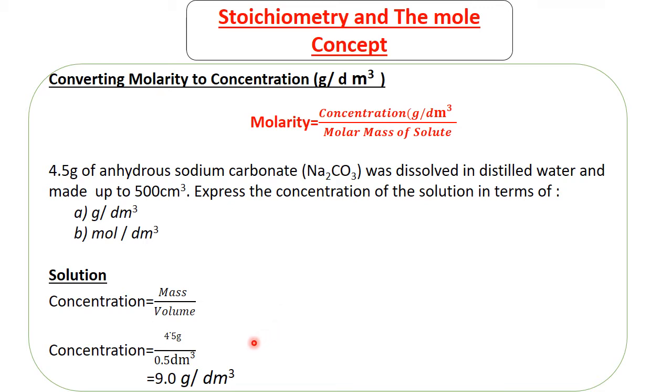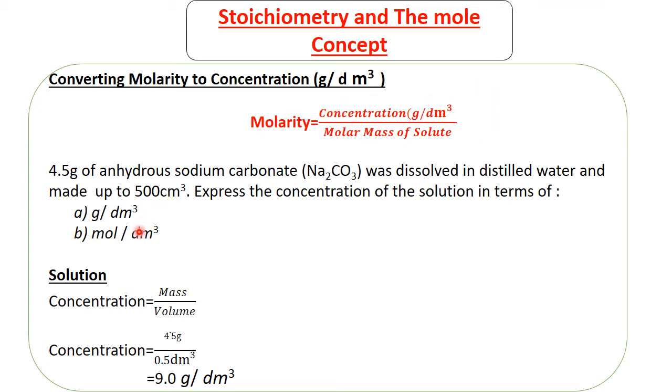Now the next question is moles per decimeter cubed. So there are two ways to go about this. The first is you can convert this to number of moles. When you convert this to number of moles, this one we know already how to convert it. So once you have the number of moles and the volume in decimeter cubed, then you can calculate this.